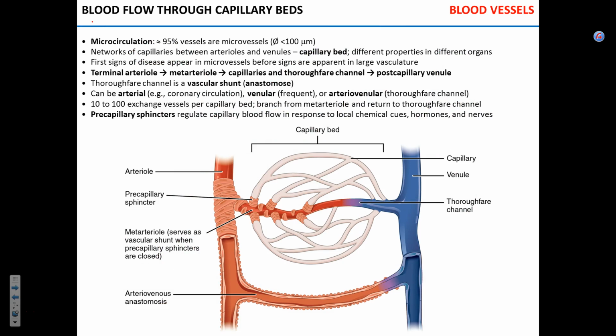So, now, the word capillary bed. It refers to a specific set of microvessels that supply different parts of tissue. So this is a capillary bed. Now, if you would look at the boxes with blood vessels right there in the corner, you will see large vessels, right? Big arteries.